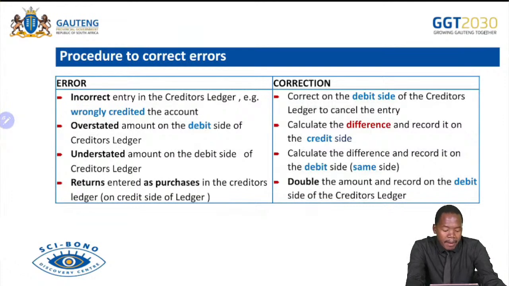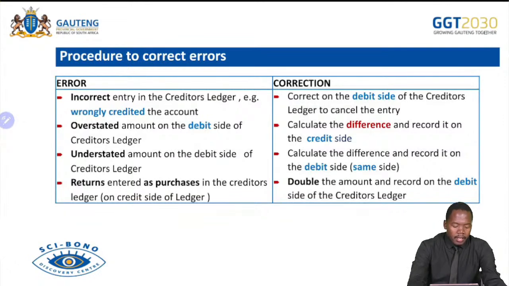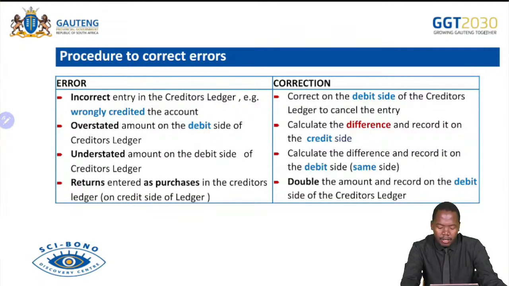Now, overstated amount on the debit side of the creditor's ledger. If we've recorded more on the debit side, we now record the difference on the credit side. We calculate the difference first, remember, in red there, and we record it on the credit side. These are basic principles of reconciliations. Please note them down. Please make some notes. Understated amount on the debit side of the creditor's ledger. If you can see here, remember, whether it's overstating or understating, we first calculate the difference. That's the basic principle. And then we record on the debit side or on the same side.